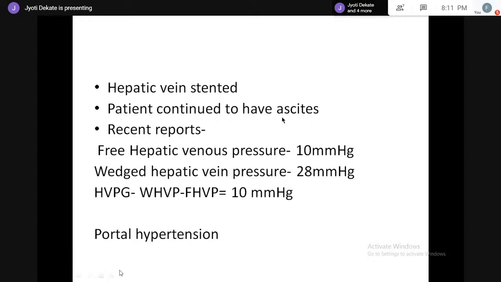Only at the follow-up in this patient, probably we will come to know what exactly is happening, as this patient continued to have ascites despite stenting of the hepatic vein branches.